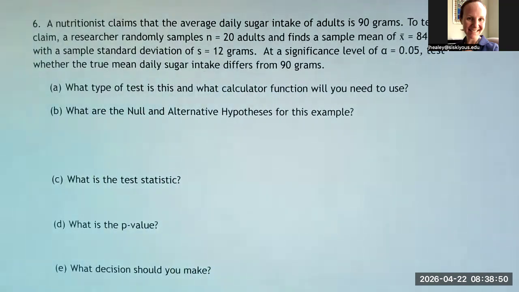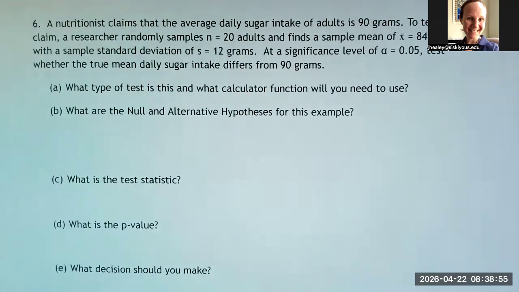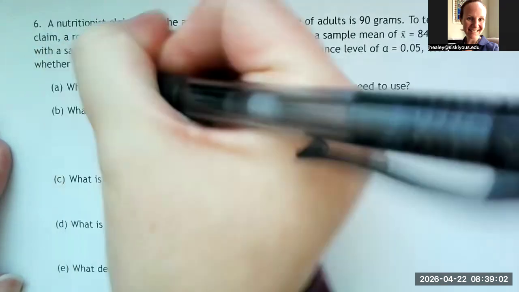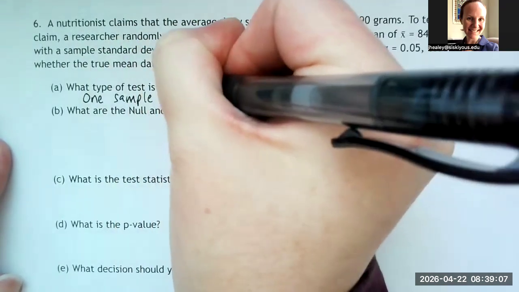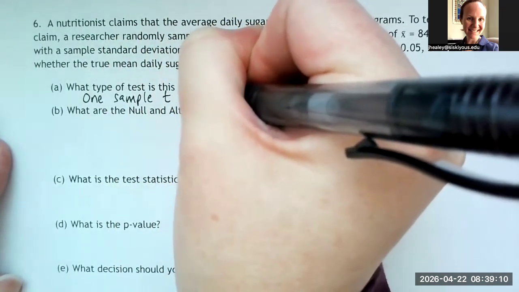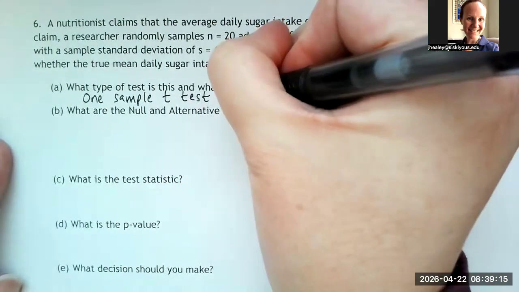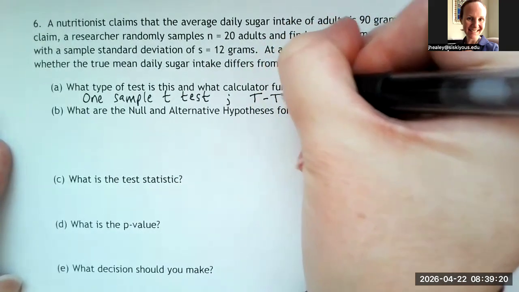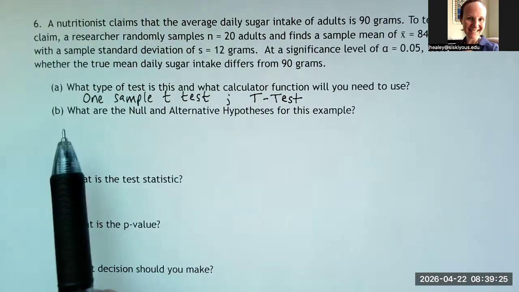So we've only got one sample in this case, and they've given us a sample standard deviation. So this is going to be a one sample t-test. And again, I know it's a t-test because they gave me a sample standard deviation instead of a population standard deviation. In terms of the calculator, this is just going to be the regular t-test. So this will be at the top of the choices, like the second one down.